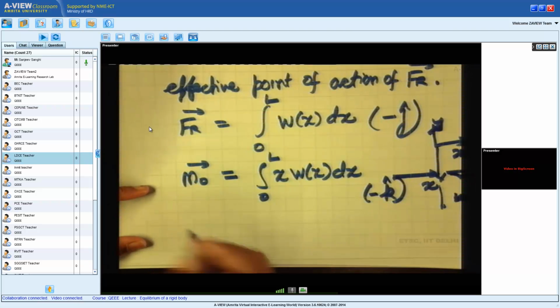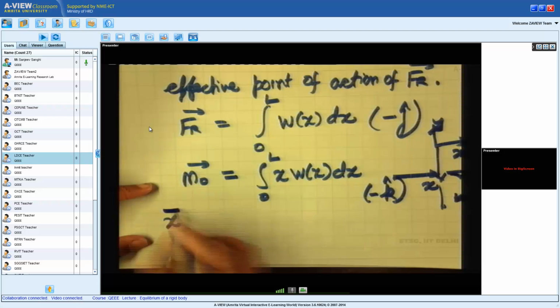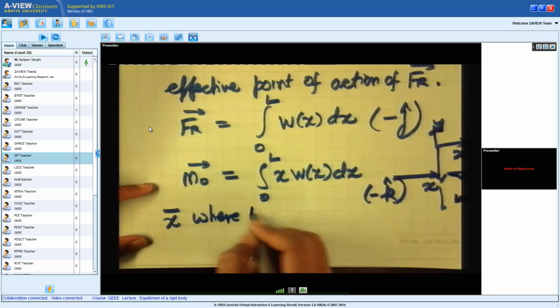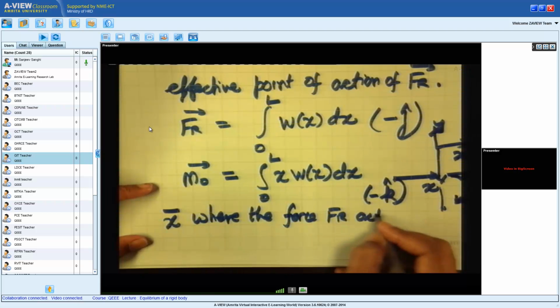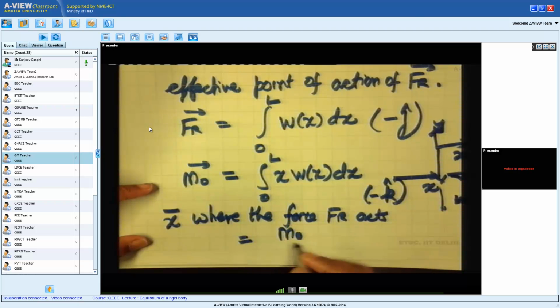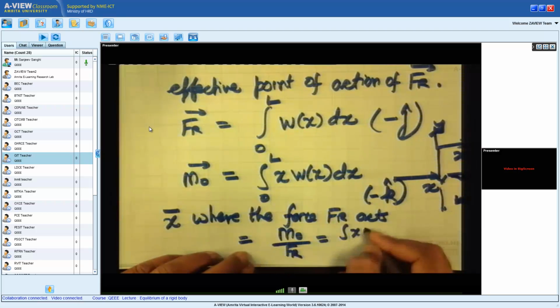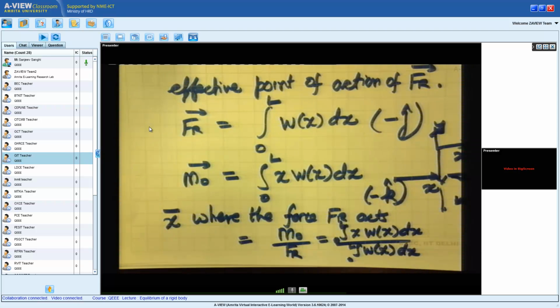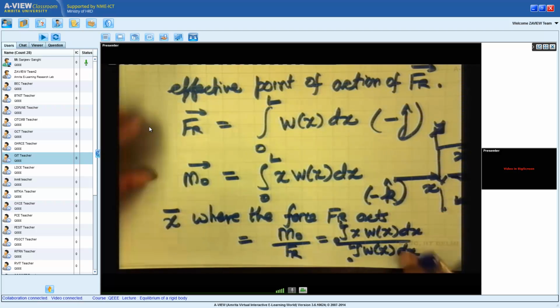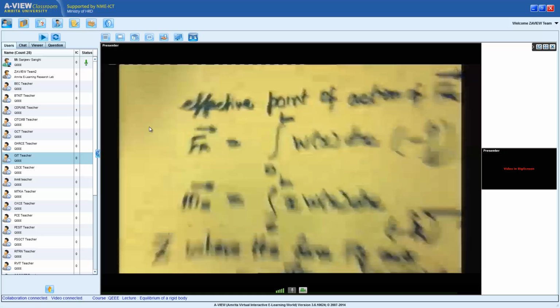And what we will have is the point x bar where the force Fr times x bar clearly will be the value of this moment, so I'm not putting the vector sign, divided by Fr. So this will be equal to integral x w of x dx divided by integral w of x dx, x going from 0 to L in both cases. So this is how we get the effective line of action of a force.